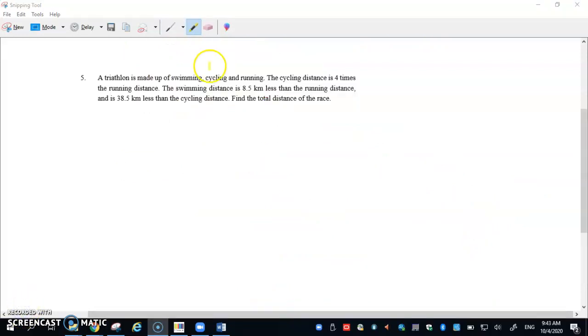Okay, so the next question we have is a triathlon, which is made up of swimming, cycling and running. Cycling distance is 4 times the running distance. Swimming distance is 8.5 km less than the running distance, and is also 38.5 km less than the cycling distance. We are asked to find the total distance of the race.